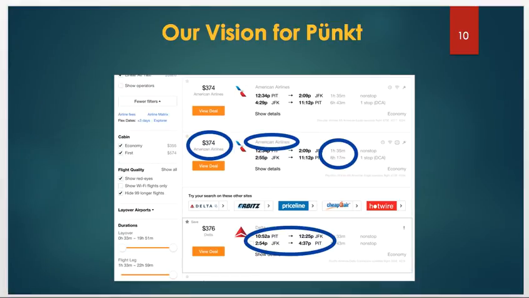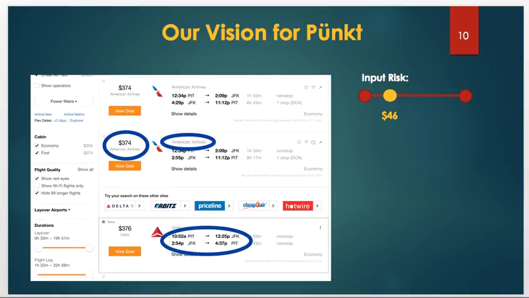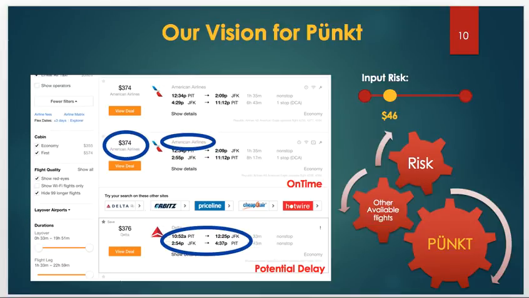With our plugin, the website would allow the passenger to specify an additional amount the passenger is willing to spend for a less risky flight, $46 in this example. And together, Punkt, the money value of risk, and the decision metrics of other aggregated flights listed on the page would rate each flight by their risk of being delayed. This data-driven decision would save customers time, which eventually translates into money.